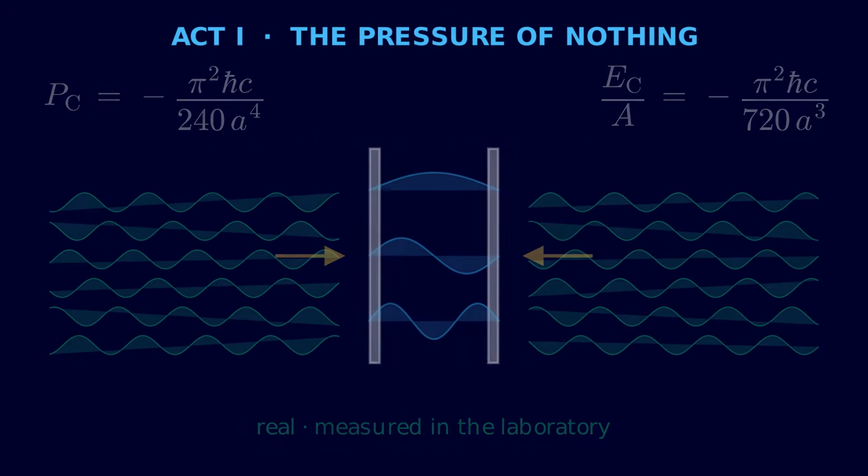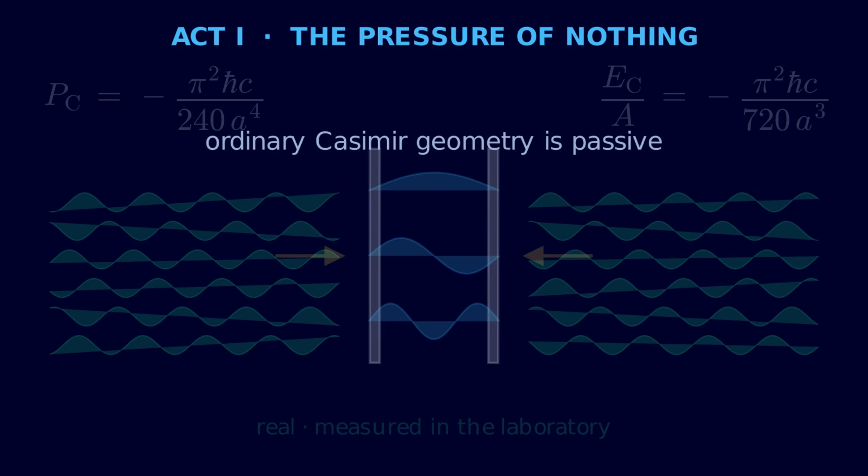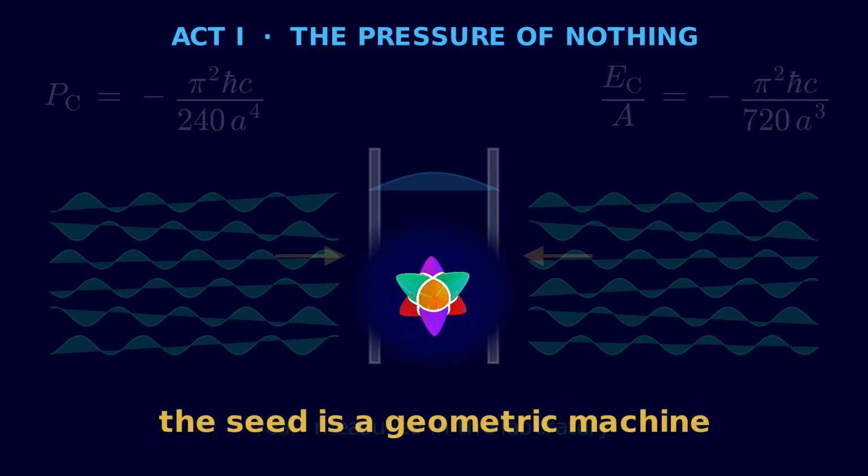But in every ordinary Casimir experiment, the geometry is passive. Two plates simply sit there. They do not twist into one another. They do not exchange their roles. The seed is different. It is not a pair of plates. It is a geometric machine.